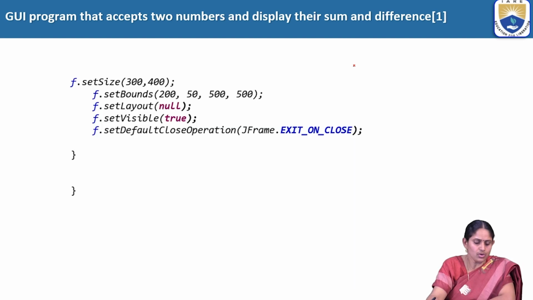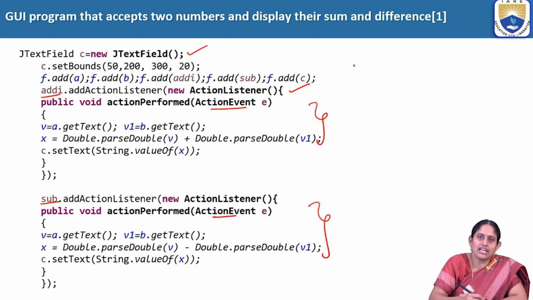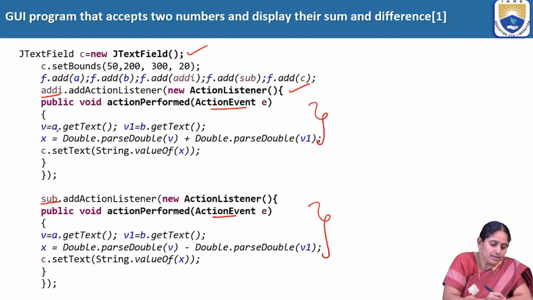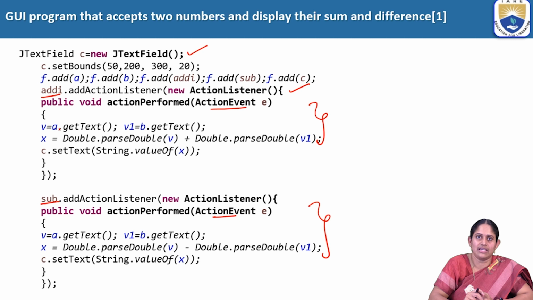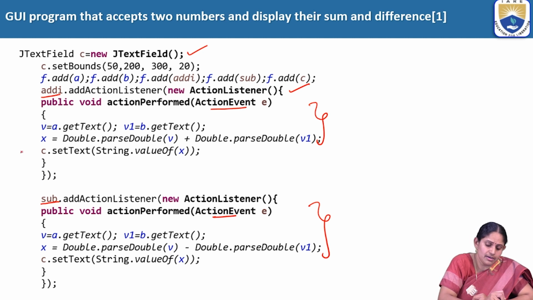and then we have to write it onto the text field. So to read the values from the text fields A and B, we have to take two integer values. We are taking two double values. We are taking two strings, V and V1, which will take the text from those text fields. So V will have A's text value, and V1 will have B's text value.